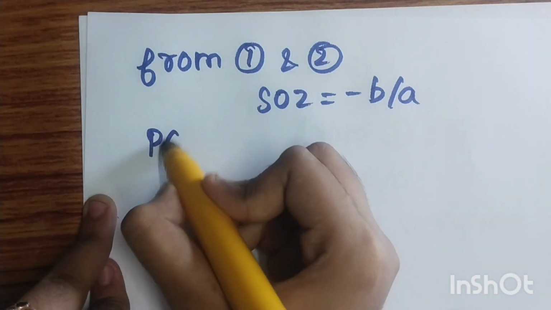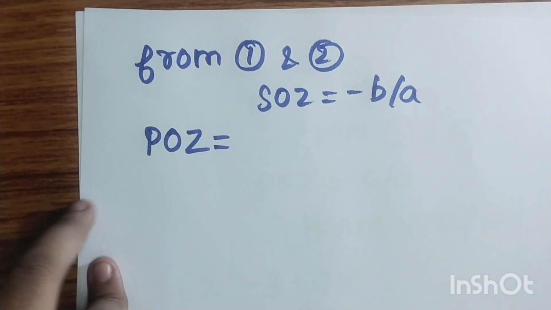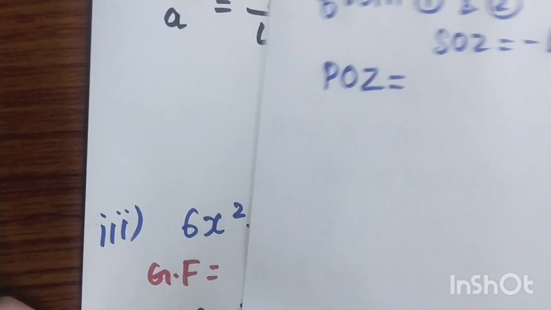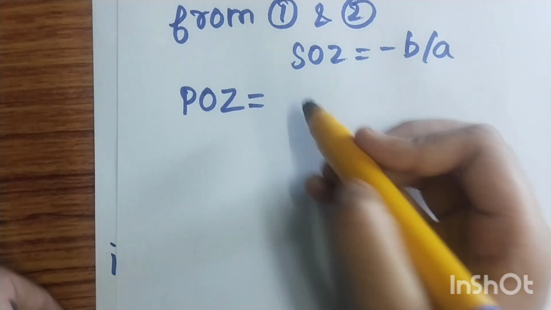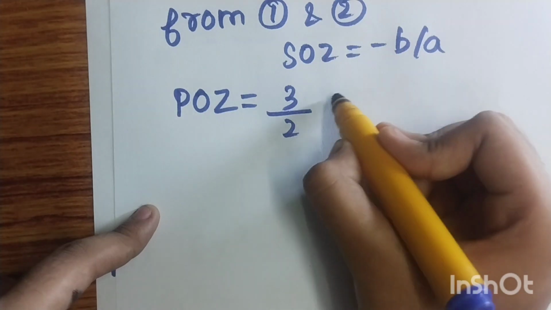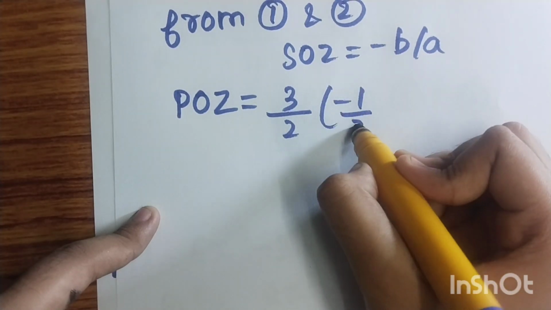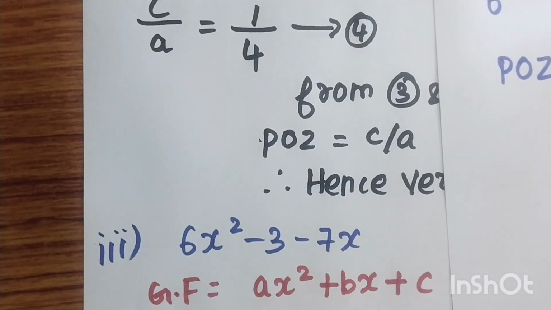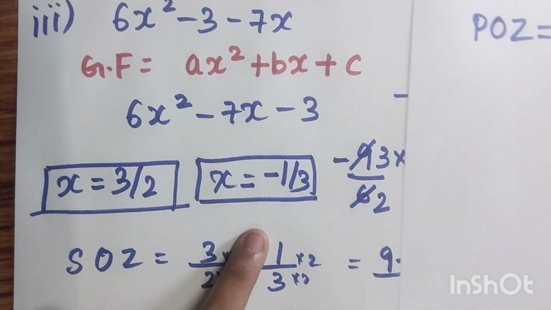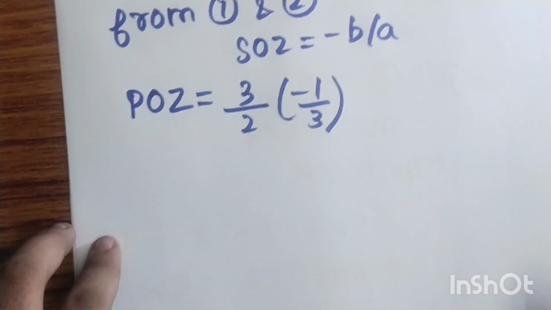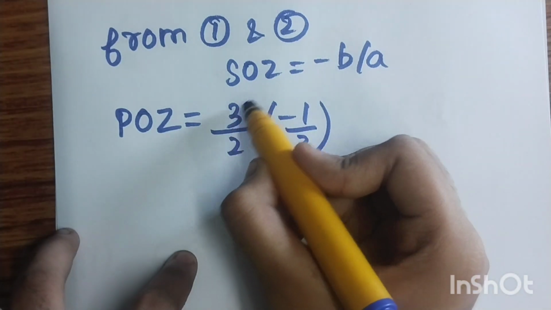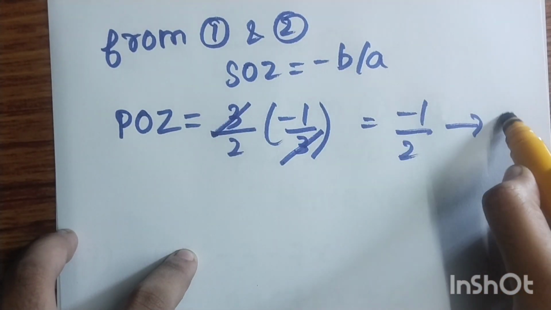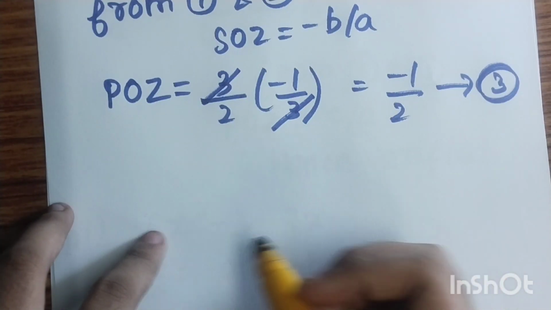Now I'm going to find the product of these zeros. POZ is nothing but the product of these zeros. Don't get confused. So it is 3 by 2 into minus 1 by 3. Right? So these are my zeros, 3 by 2 and minus 1 by 3. Okay. So now I'm going to cancel it. So I'll be getting minus 1 by 2. This is my third equation.